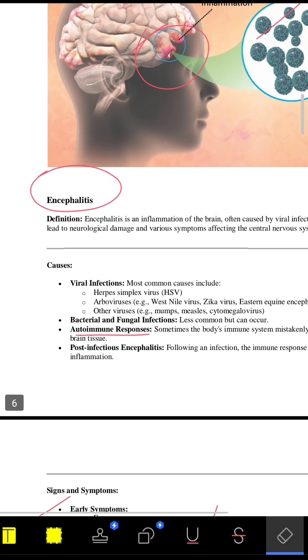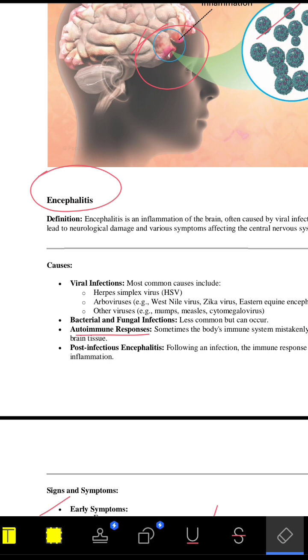So next we'll see the causes. The main cause is viral infections. Most common causes include viral infections, that is herpes simplex virus, HSV, and arboviruses, for example West Nile virus. And then bacterial and fungal infections. The bacterial and fungal infections are less common.